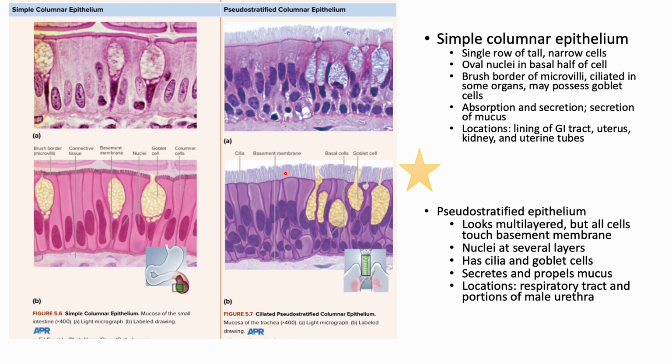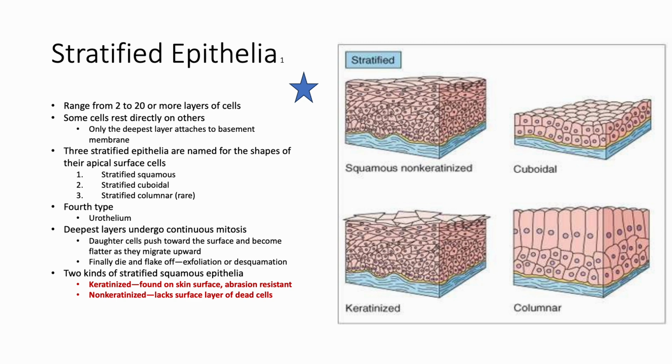And where do we find this pseudo-stratified columnar epithelium? We find it in the respiratory tract. This one is taken from the trachea, and it is also found in portions of the male urethra. Pseudo-stratified columnar is a special type of epithelium.